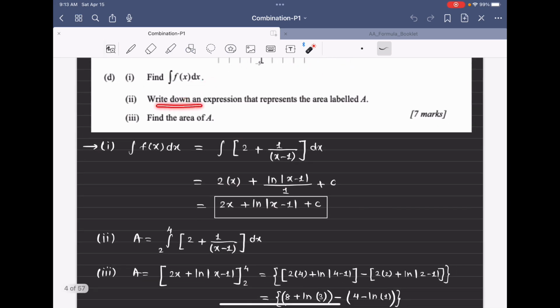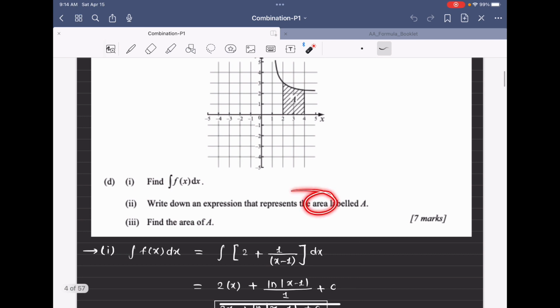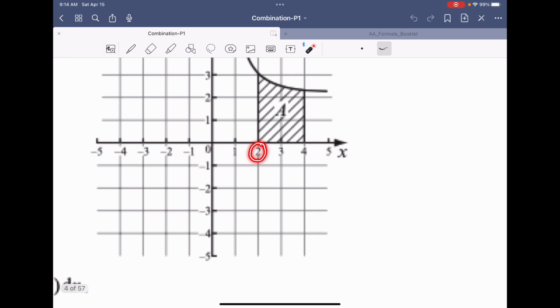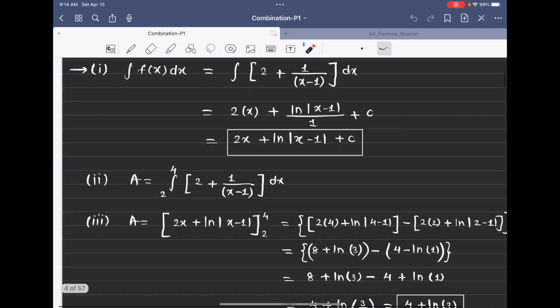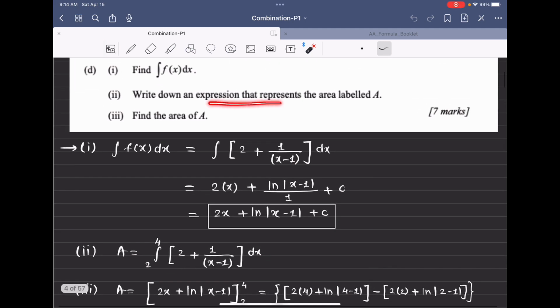Now they say write down an expression that represents the area labeled A. This is still indefinite integration, but when they say area, it becomes a definite integration. And when area, you need to consider the lower limit and upper limit, which in this case for area A, the lower limit starts at 2 and the upper limit up to 4. So I will write down the same expression, integration from 2 to 4, the expression as it is. I don't need to solve this right now because they just want an expression for A.